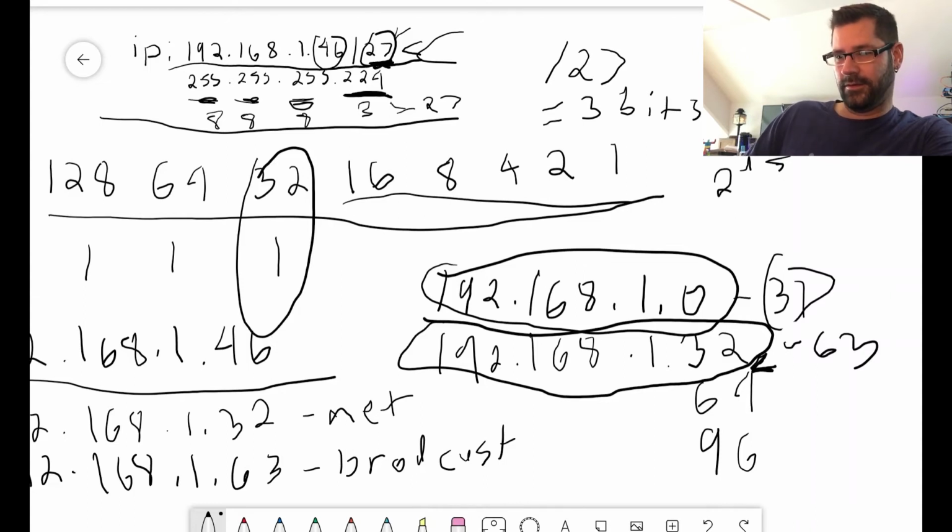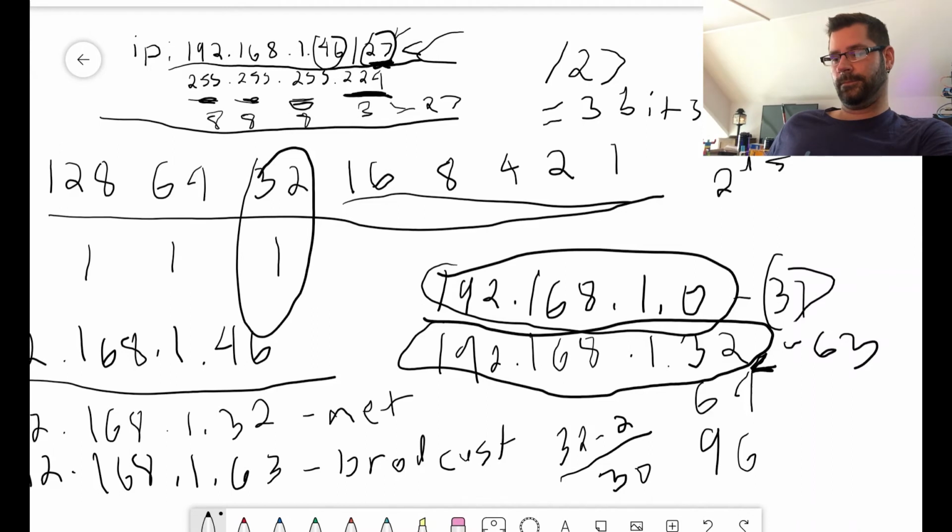So, 2 to the 5th. I think I clicked the wrong button, because I accidentally did 2. It's 32. Obviously I should have known that too, because the increment is 32. So 32 minus the 2 addresses for the network and the broadcast, and you're left with 30 usable hosts per /27.